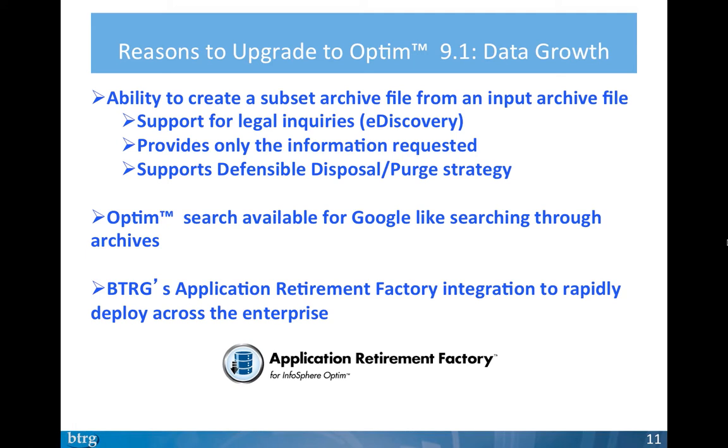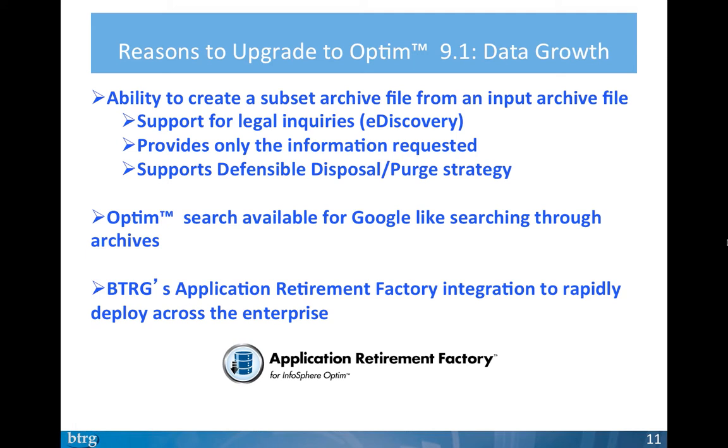Then when we look specifically at Optum data growth and archiving, there are some key features. The fact that we can subset an archive, so I talked about that e-discovery support. Now you can take an archive file as an input and segregate the data out of that, subset it out, which will support e-discovery. If we only care about one or two records in an archive, we can subset those out, so you're only providing the information that's needed. And that really supports a defensible disposal or your purge strategy, because you don't have to retain the entire archive file now. You can just segregate it out.